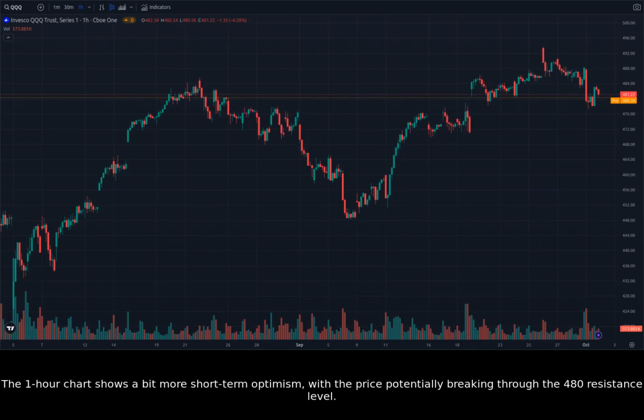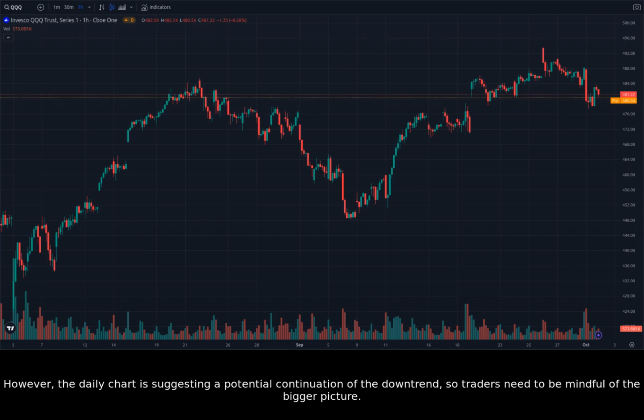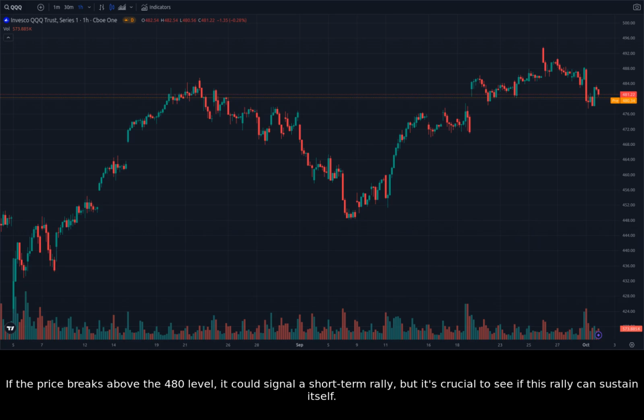The 1-hour chart shows a bit more short-term optimism, with the price potentially breaking through the 480 resistance level. However, the daily chart is suggesting a potential continuation of the downtrend, so traders need to be mindful of the bigger picture. If the price breaks above the 480 level, it could signal a short-term rally, but it's crucial to see if this rally can sustain itself.